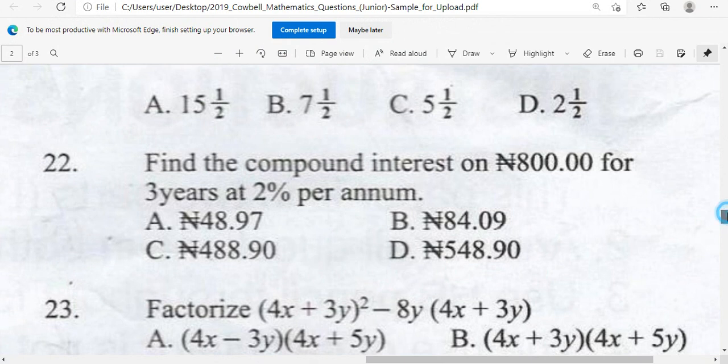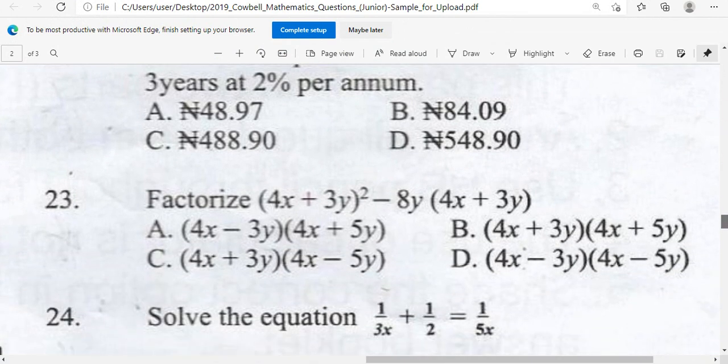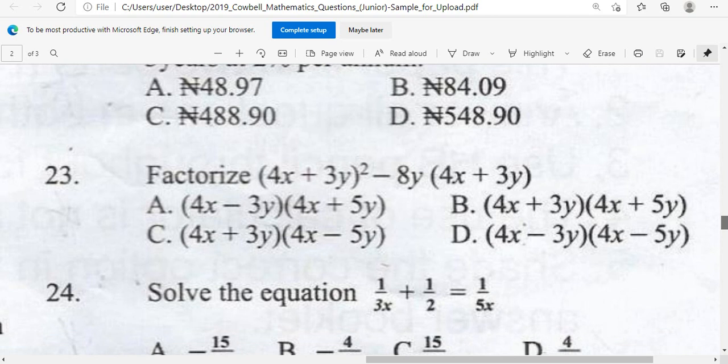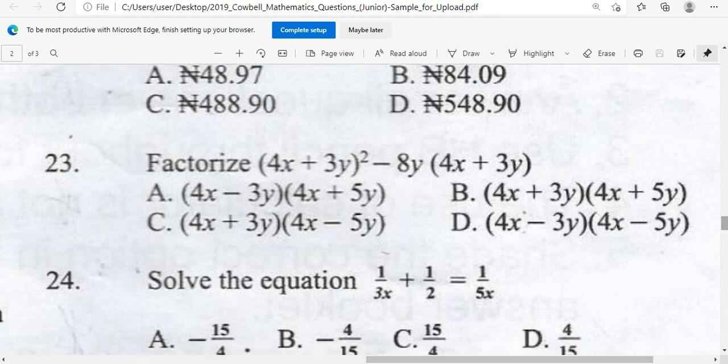Okay, next question, please. We must finish before we go for break, because we have to go to other subjects after break. Let's go. Factorize. Write the question so we'll solve it together. Let's be faster now. (4x plus 3y) all squared minus 8y(4x plus 3y).